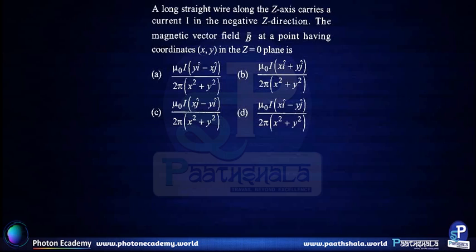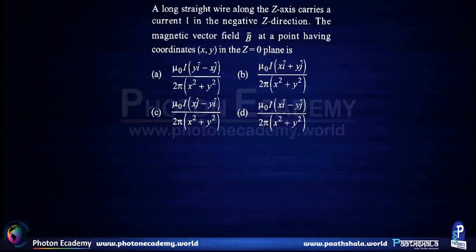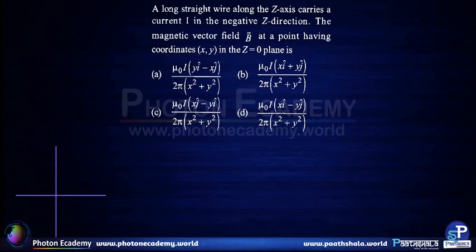A long straight wire along the z-axis carries a current I in the negative z direction. The magnetic field vector B at a point having the coordinates x, y in the z = 0 plane is to be calculated. So let us draw the z = 0 plane, which would look like this. The horizontal axis is the x-axis and the vertical axis is the y-axis. The z-axis is coming out of the plane.